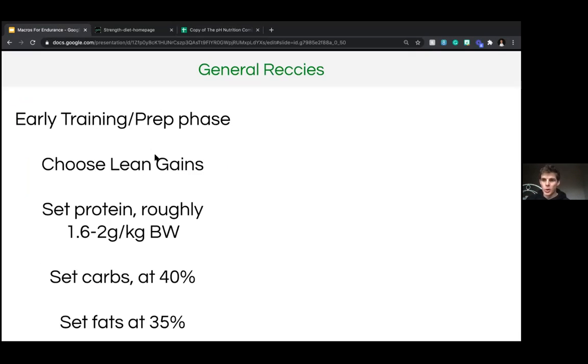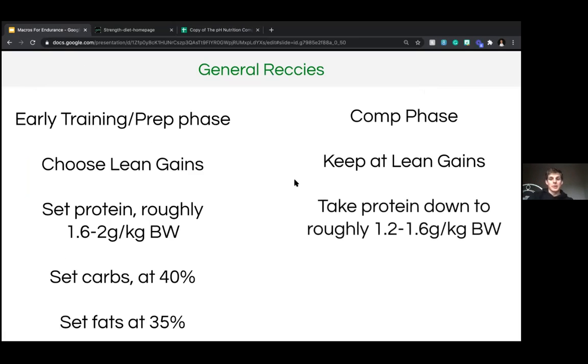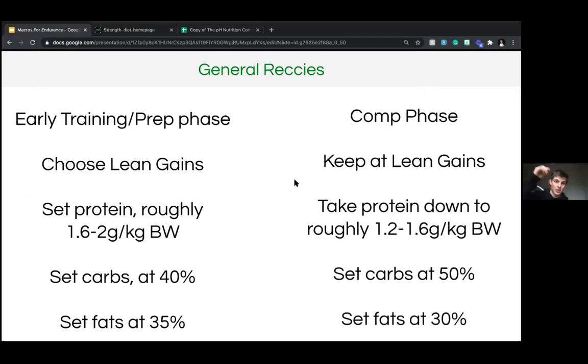Cool. So what we can do as well is we've got the comp phase. And in the comp phase, that protein intake is going to probably want to come down a little bit. So we're still going to keep it at lean gains. Protein is going to come down to roughly 1.2 to 1.6 grams per kilo body weight. Carbs are going to come up to about 50%, and then fats are going to come back down. So we're using that concept of, okay, intensity is going to come up, so carbs are going to come up, fats are going to come down. This is more the optimization as opposed to the adaptation.